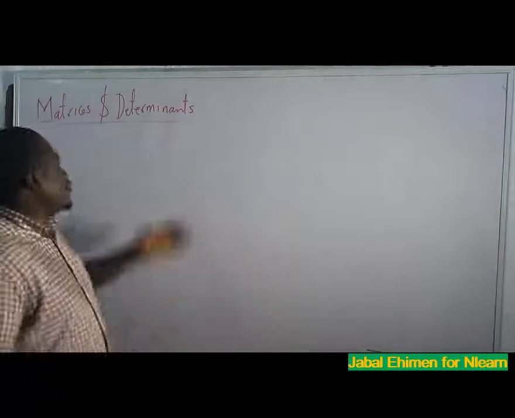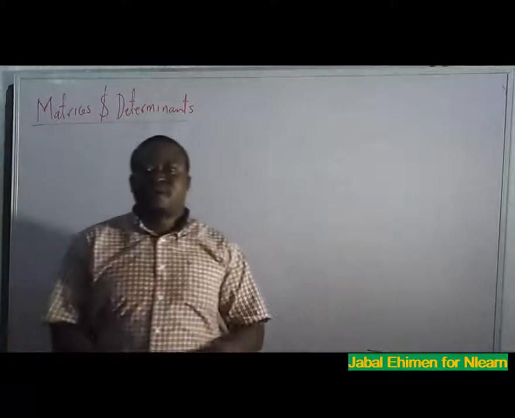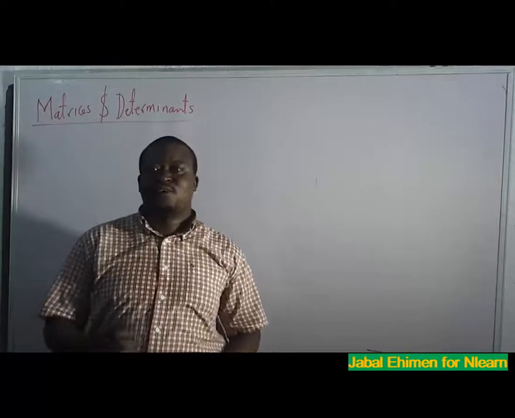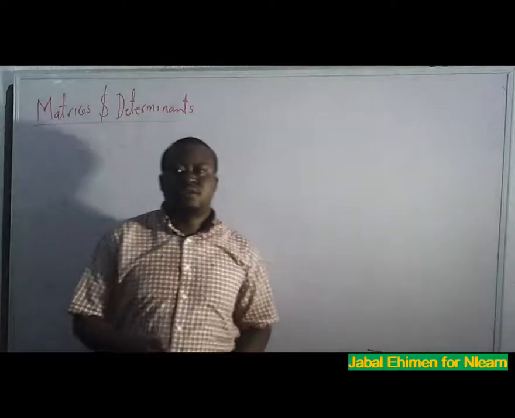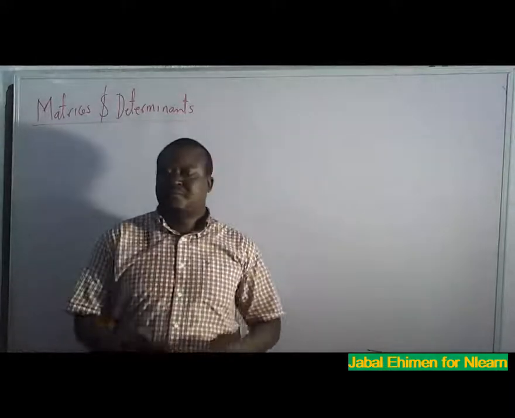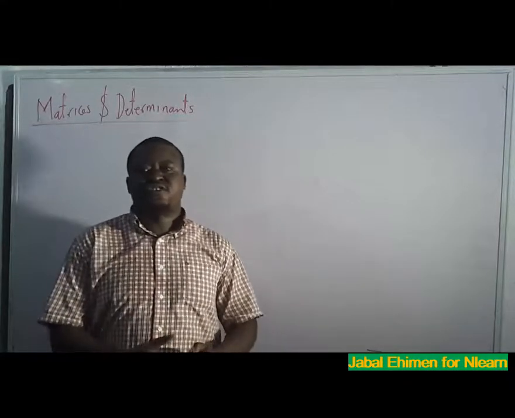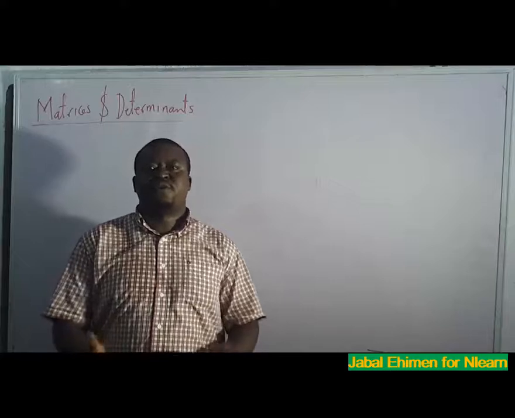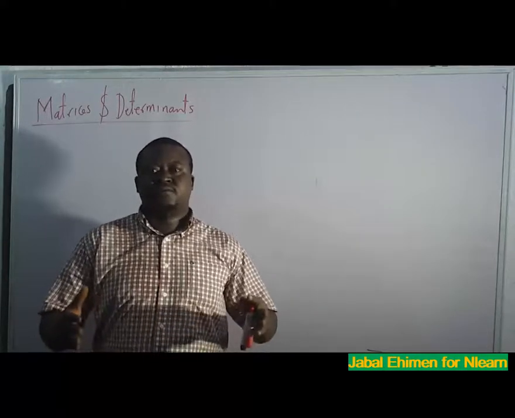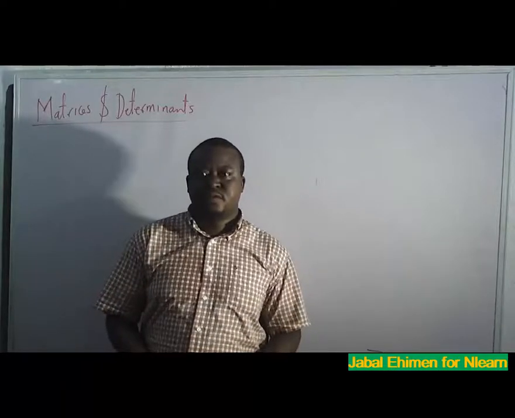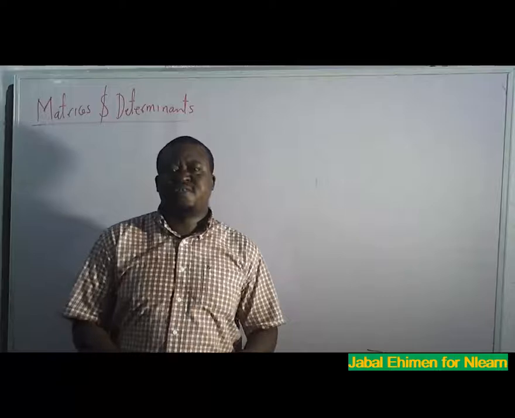Today, we're talking about matrices and determinants. The word matrix was first used in 1843 by a man called James Sylvester. What was he talking about as far as matrices are concerned? A matrix is just all about complex or real numbers which can be arranged in rows and columns. But the question is this: what is the importance of the matrix itself?